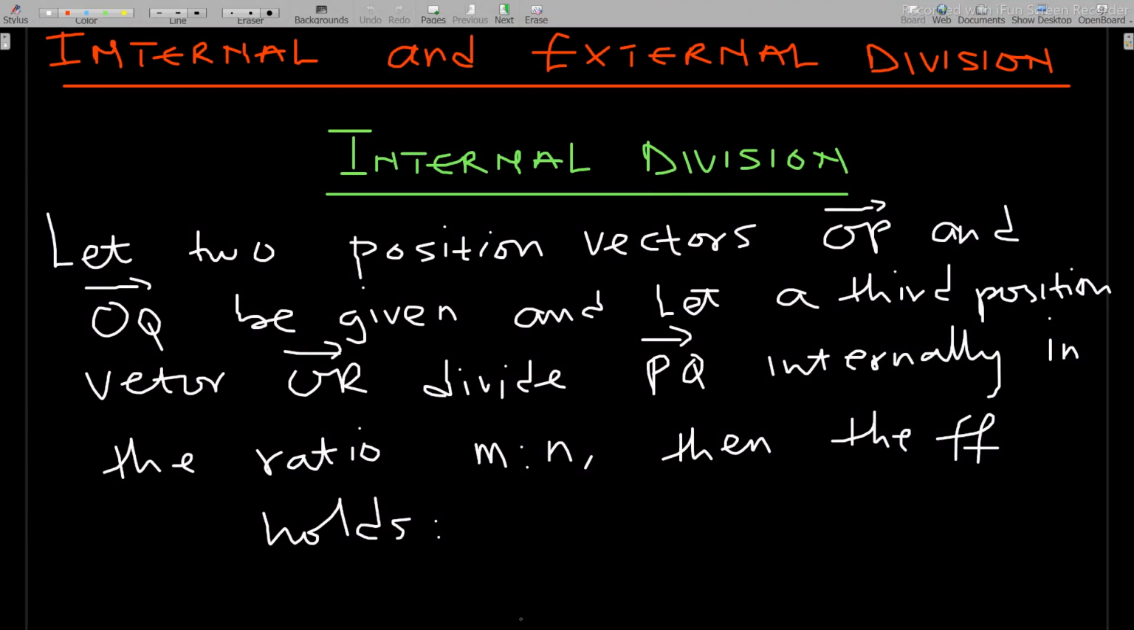Alright, so in this lesson we'll go through the internal and external division of two position vectors, how a third point can divide it, okay?